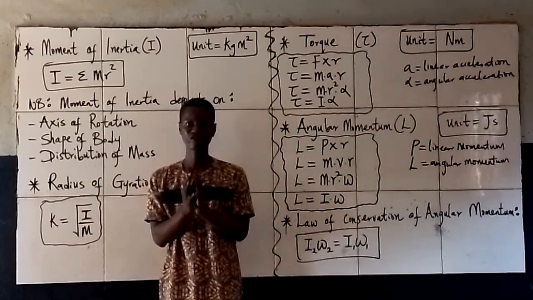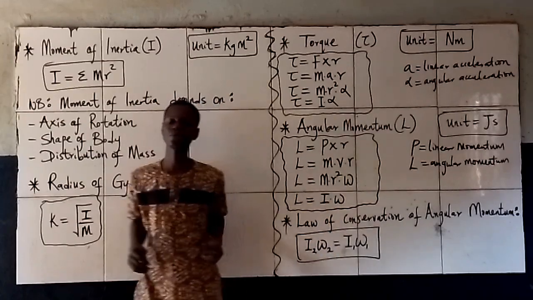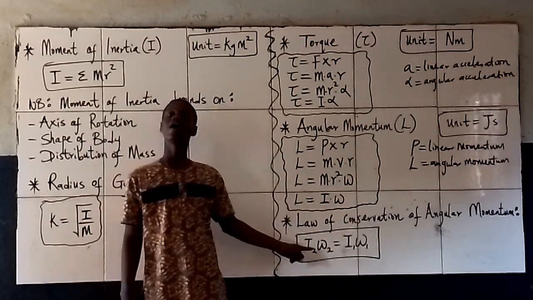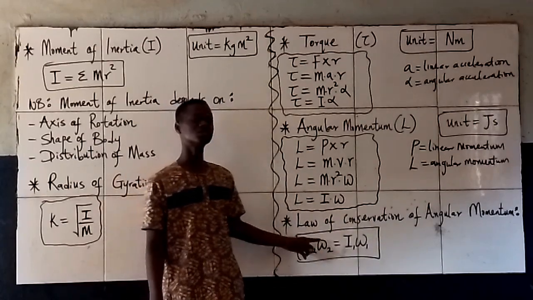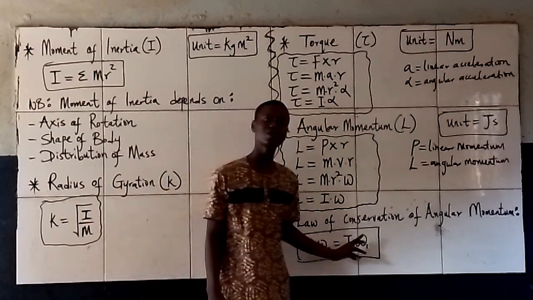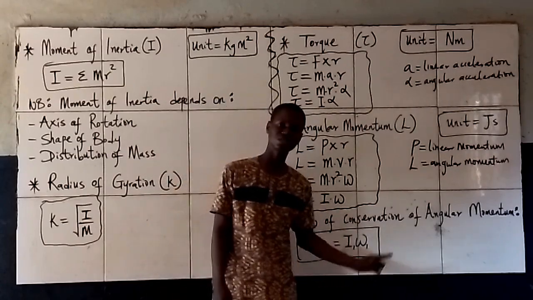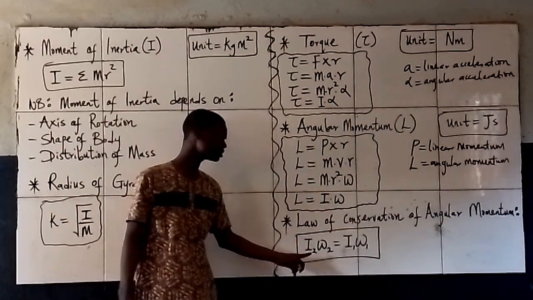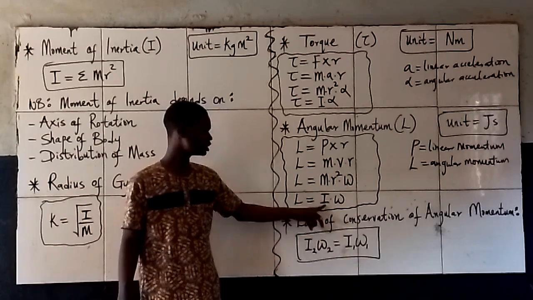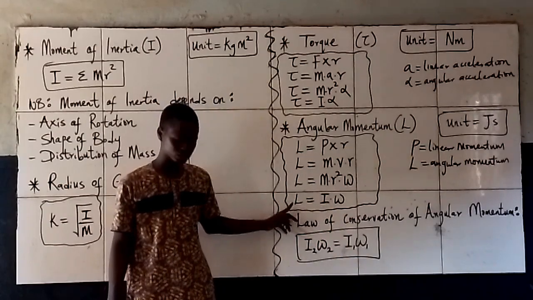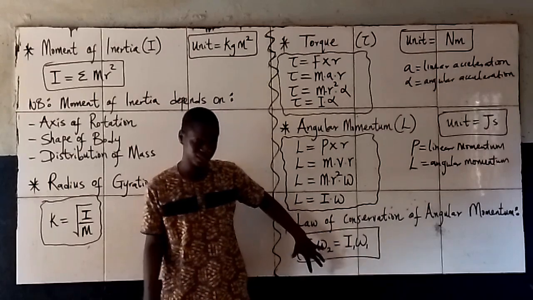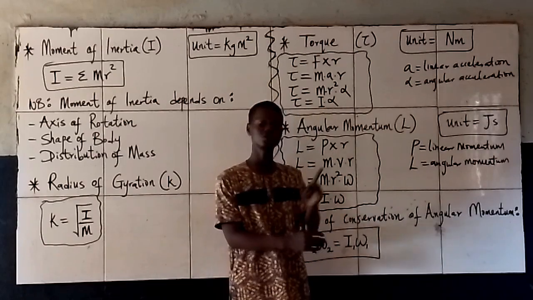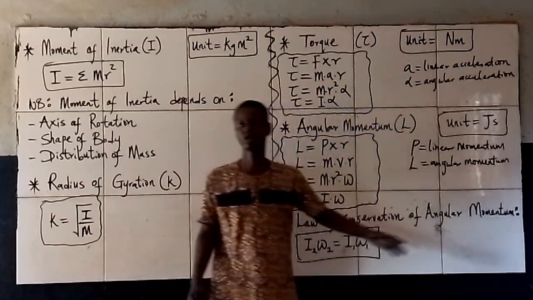That is just a paraphrased form of it. And the formula we're able to mathematically deduce from that statement is what is given here. Moment of inertia 2 times angular velocity 2 is equal to moment of inertia 1 times angular velocity 1. That is to say, the angular momentum, because we know that whenever we multiply moment of inertia and angular velocity, we get angular momentum. So the angular momentum after is equal to the angular momentum before. It shows that there is conservation of angular momentum. So this is what we are talking about.